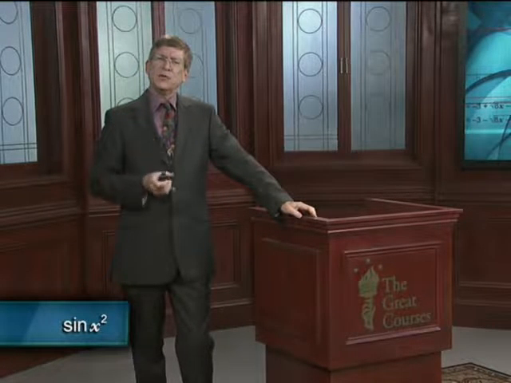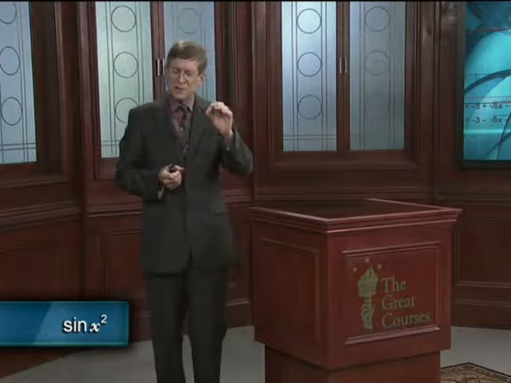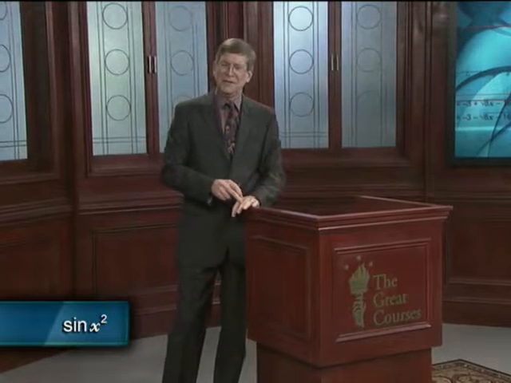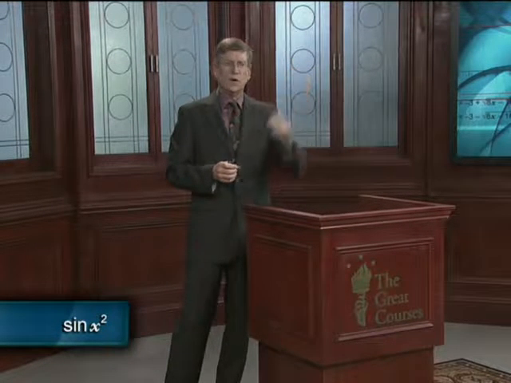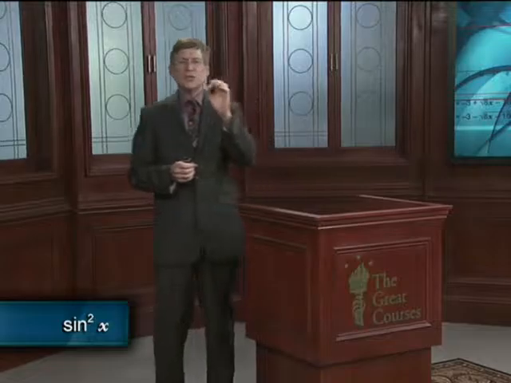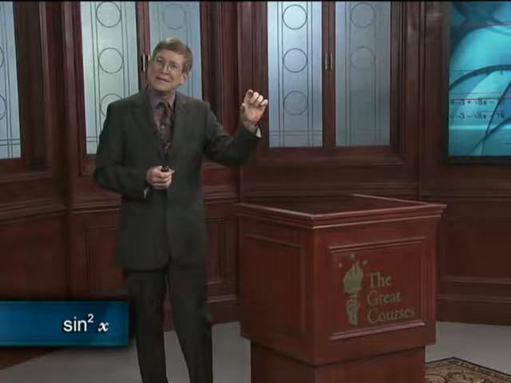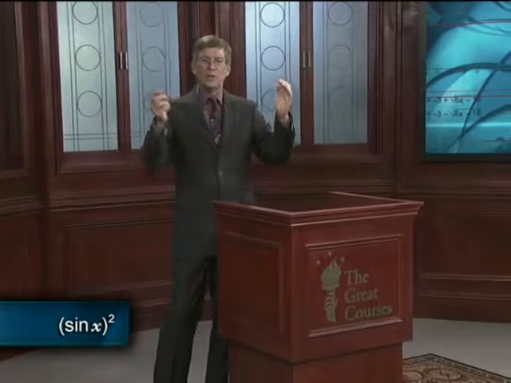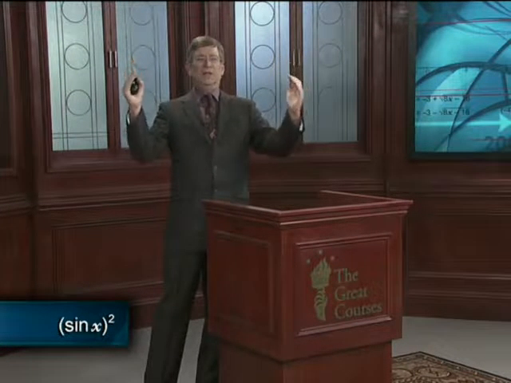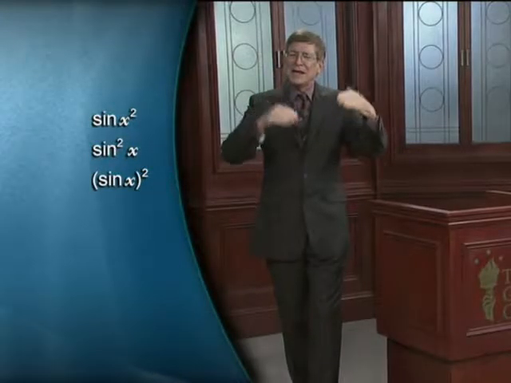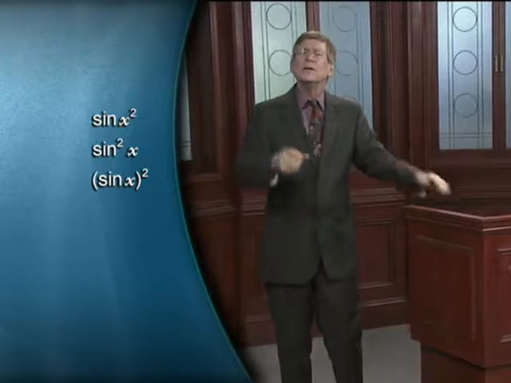So here's some other notational pitfalls that you might come across. Sine of x squared. And this would be written without any parentheses generally. It would just be sine x squared. And then you also see sine squared x. So now the 2 is moved inside. And you've also seen expressions where sine of x has parentheses around it, and then it's squared. Now, are these the same? Are these different? What's going on here?